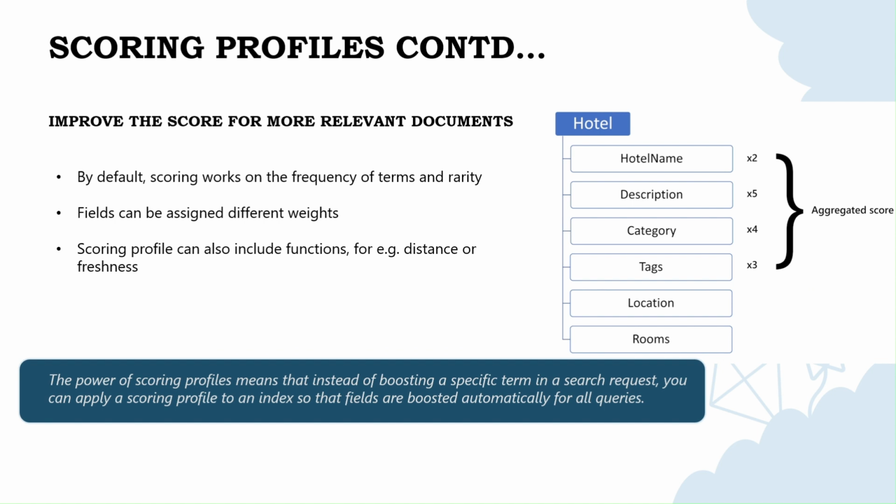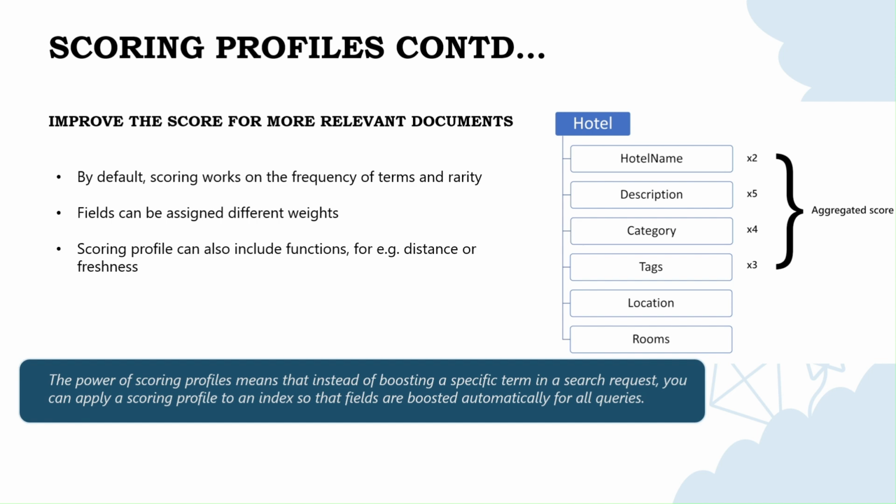Now let's talk about how we can improve the scores of more relevant documents. So by now, we know that scoring relies on the frequency and rarity of the terms. But sometimes, even with that logic, the final calculated score may not always bring the most relevant documents on the top. So how can we fix this? That's where scoring profile comes in. Let's look at an example.